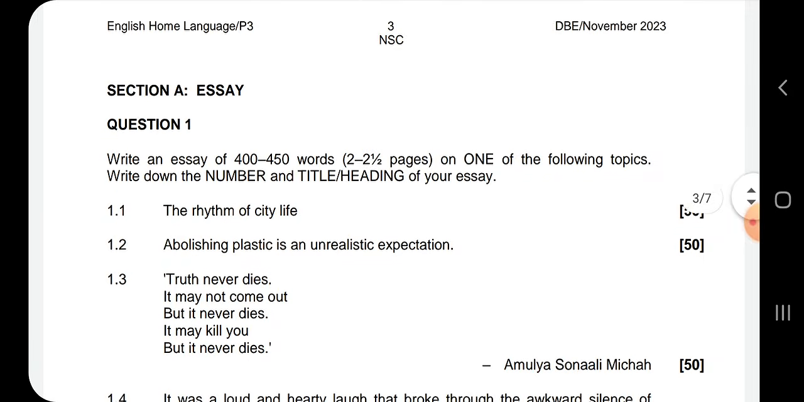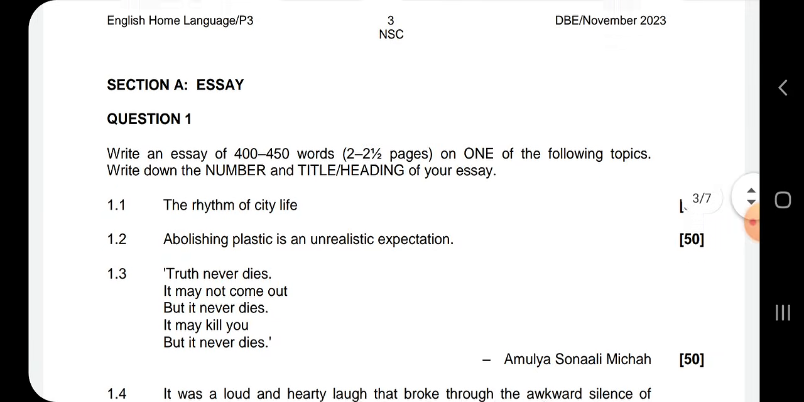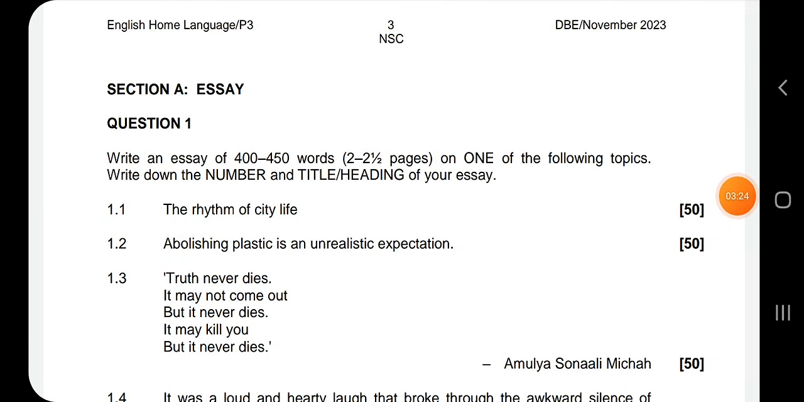Okay, so section A, this was written in November 2023. Write an essay of 400 to 450 words. That is 2 or 2.5 pages, on one of the following topics. Write down the number and title heading of your essay.